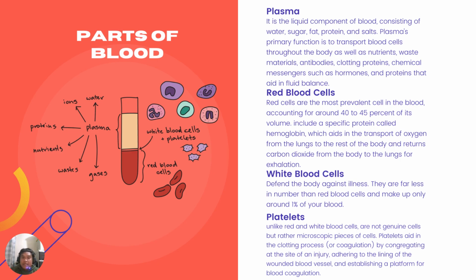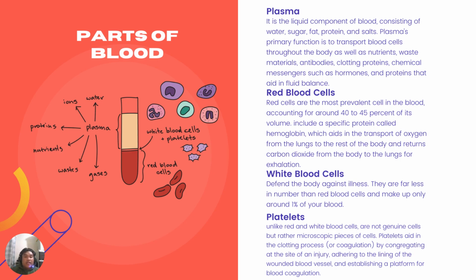Red blood cells. Red blood cells are the most prevalent cells in the blood, accounting for 40 to 45% of its volume. They include a specific protein called hemoglobin, which aids in the transport of oxygen from the lungs to the rest of the body and returns carbon dioxide from the body to the lungs for exhalation. While white blood cells defend against illness, they are far fewer in number than the red blood cells and make up only 1% of your blood.